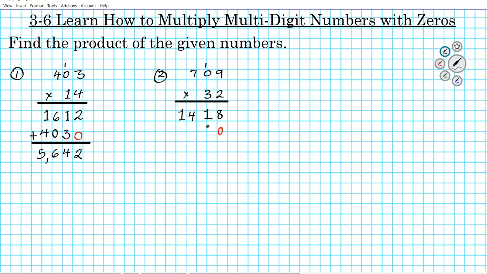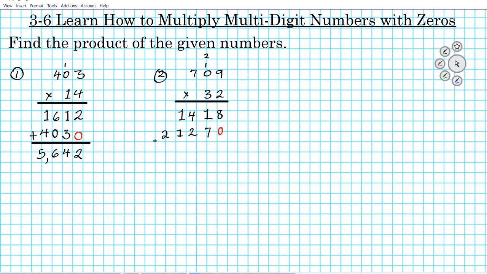3 times 9 is 27, so we put down a 7. We're going to carry a 2 over. 3 times 0 is 0. But wait, we carried a 2 over, so we add 2 to that 0. 2 plus 0 is 2. Okay. 3 times 7, lastly, is 21. Bam, bam. So these are the digits of our product.